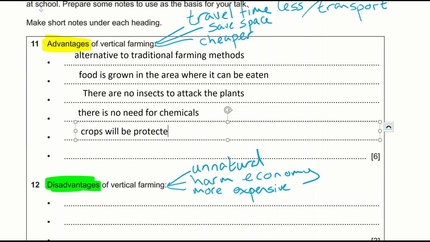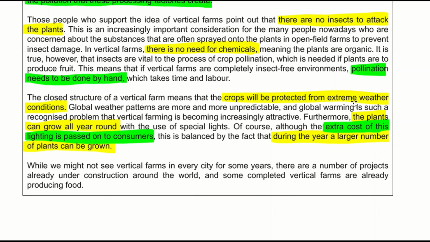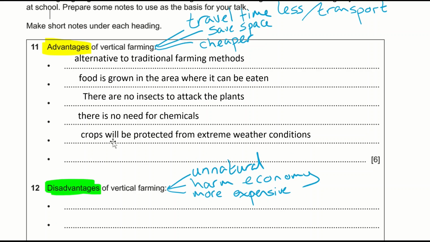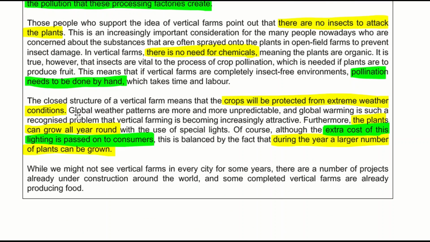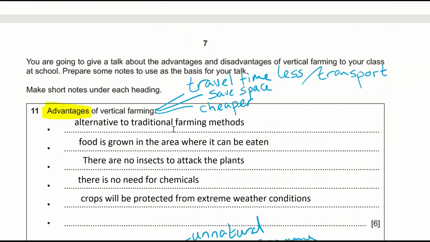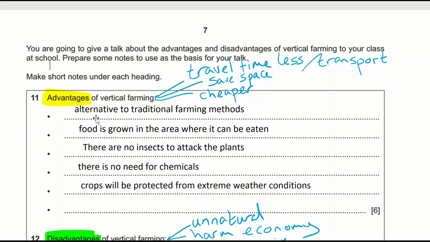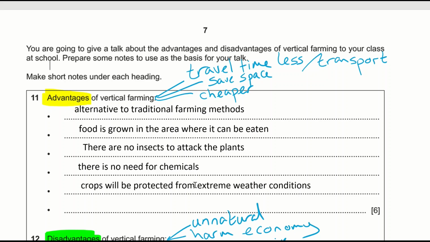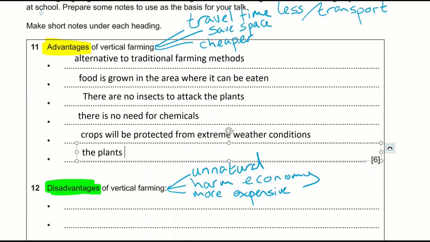Crops will be protected, again word for word, from extreme weather conditions. And it's also important to note that if you look at my answers, I make sure that the answers are on the line, on the dotted line. Very important that when you do highlight sections of the text, you don't highlight too much and you don't take out huge chunks, because the line that they give you gives you a clue as to how much you need to be writing. So you don't want to be writing lots and lots. Anything that falls off the line will not be considered as part of your answer. Your answer should be able to fit on the line in the space that they provide. So it's got one more. Right, so there, my notes for the advantages.